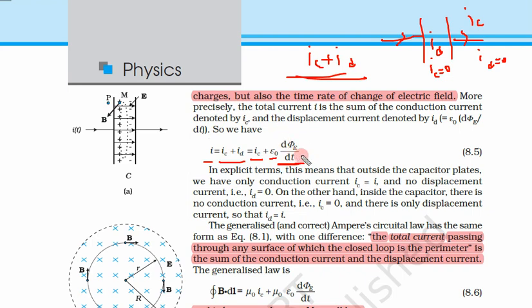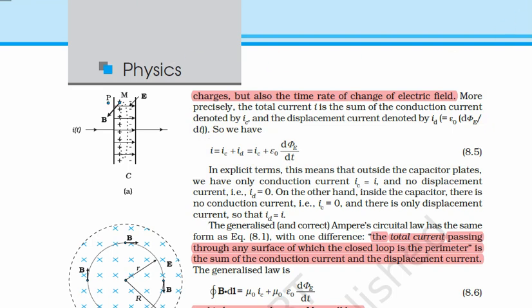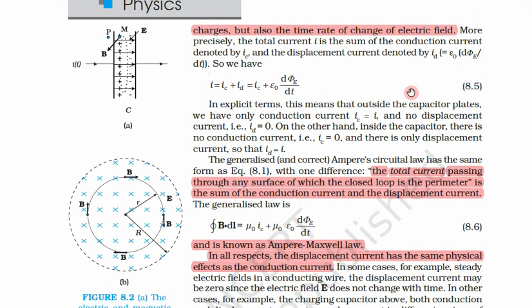So this current is because of the change in electric flux. The cause of this current is the changing electric field. The changing electric field is changing this electric flux, hence we are getting a new kind of current.